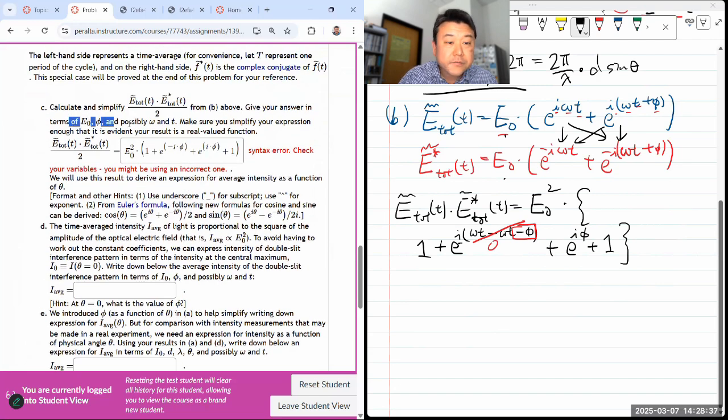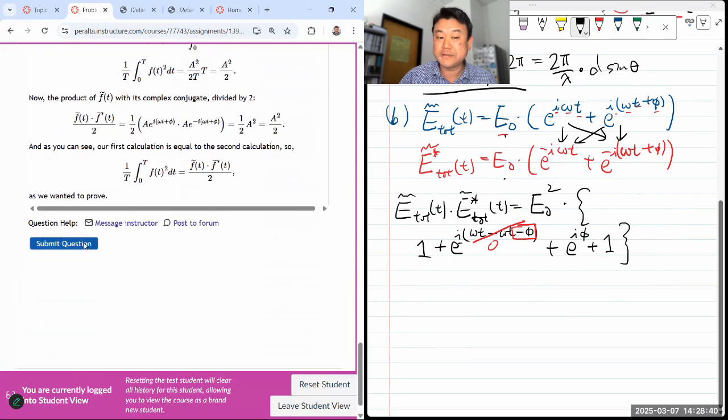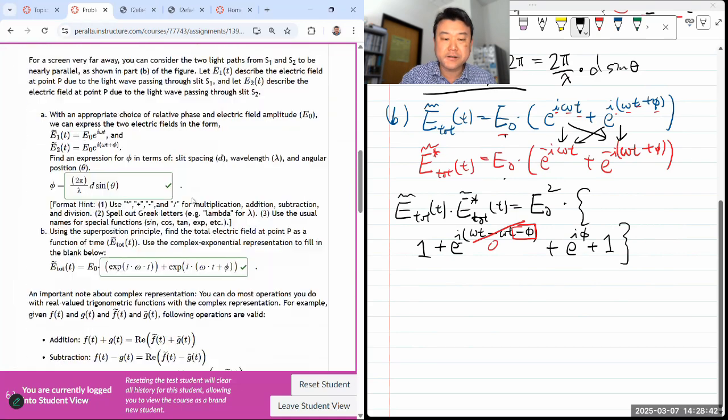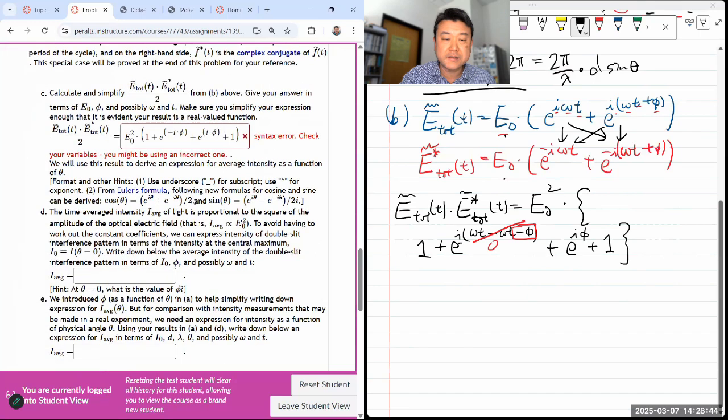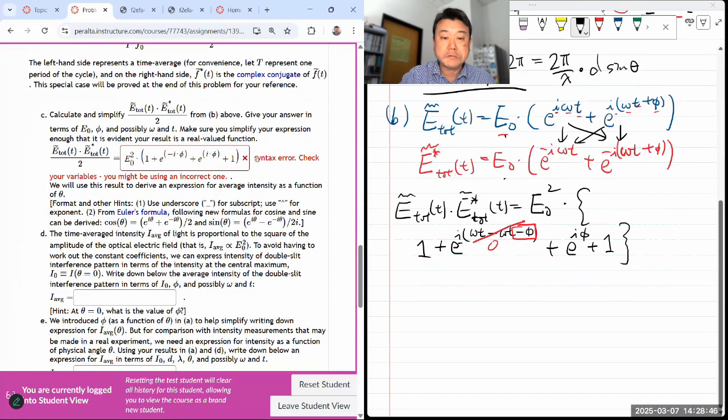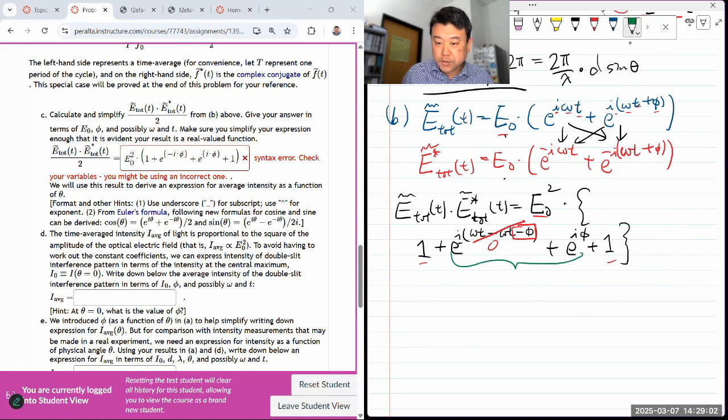It says in terms of phi. Let's see. It should still say it's an error because this is not the intended answer. So I'm not sure about that error message. What I will tell you is that you really should combine these two. This is fine, that's real. One, that's fine, it's real. One, that's fine, that's real. Your issue really comes from this part here. So what you have is e to the minus i phi plus e to the i phi.